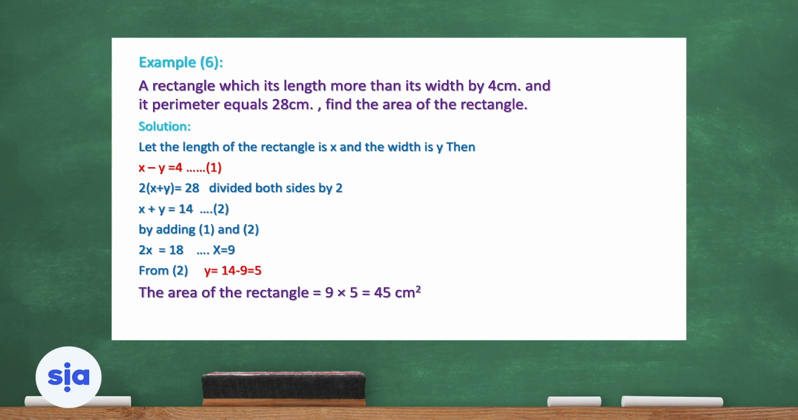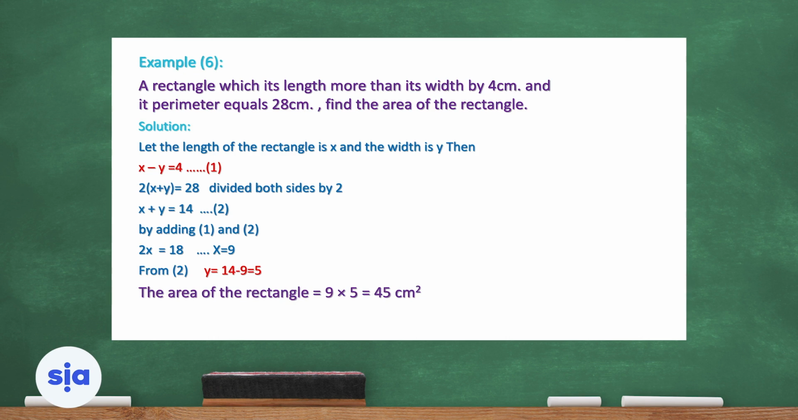Let's now go to example 6. Example 6 is a word problem. The question says, a rectangle in which its length is 4 more than its width, and its perimeter is equal to 28 centimeters. Find the area of this rectangle. First, we need to know the givens, how to change the givens into an equation, and how to use this equation to solve the problem. Let's now see how we can solve this question.